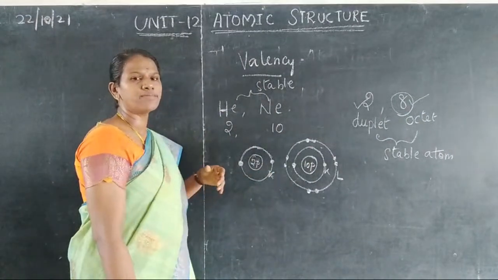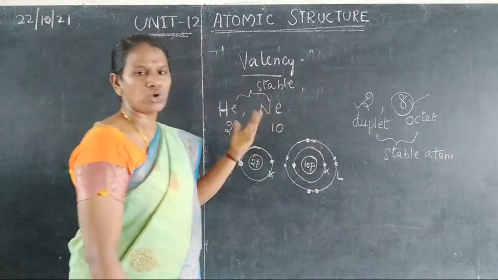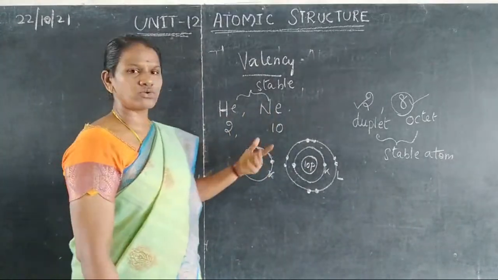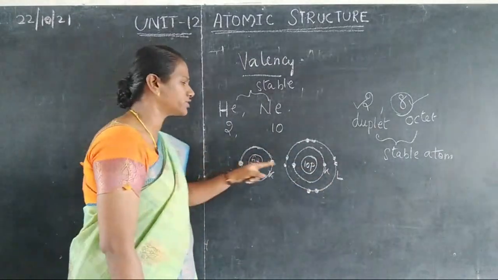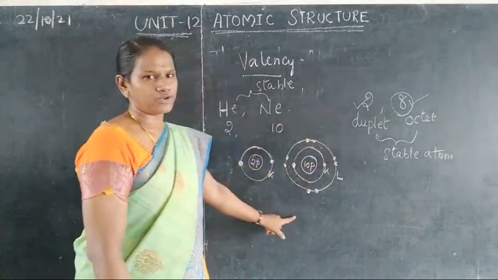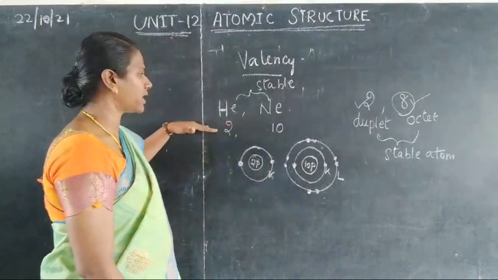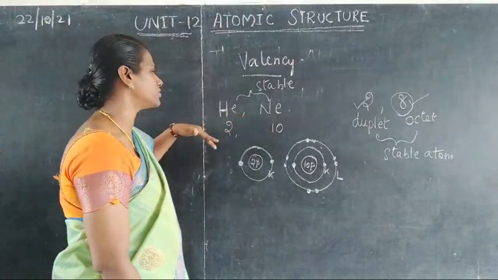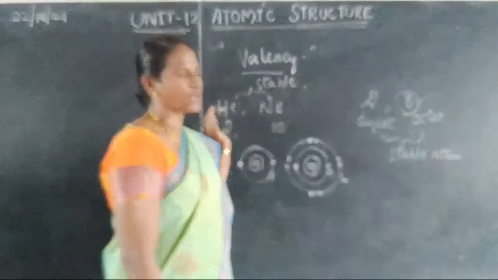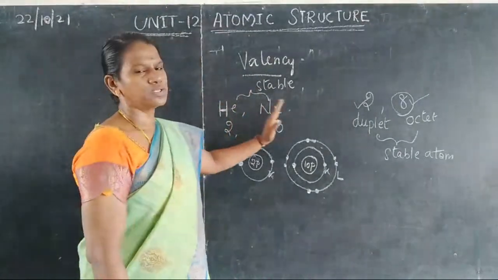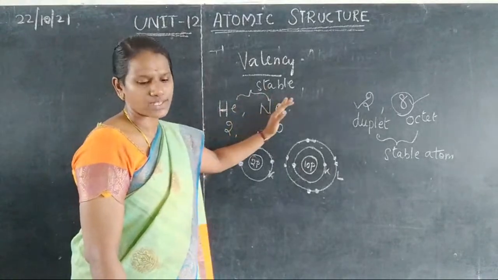Most of the elements are trying to attain the octet state to become stable. That's why they take part in chemical reactions. But these 2 atoms have no necessity to take part in chemical reactions, because their outermost shell is already filled with electrons. So these atoms are called inert. They are inert elements, inert gases, since these 2 are gaseous atoms.